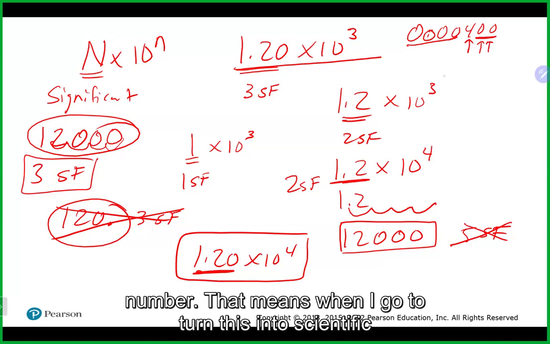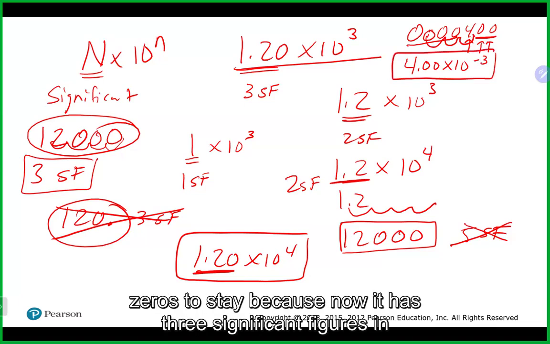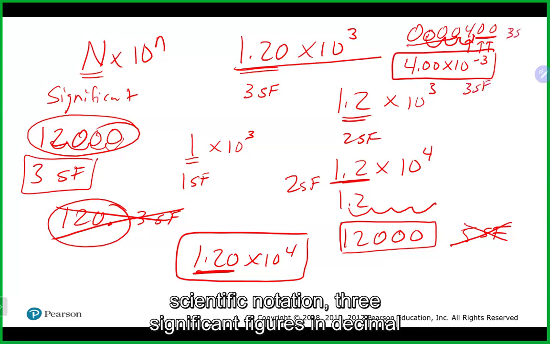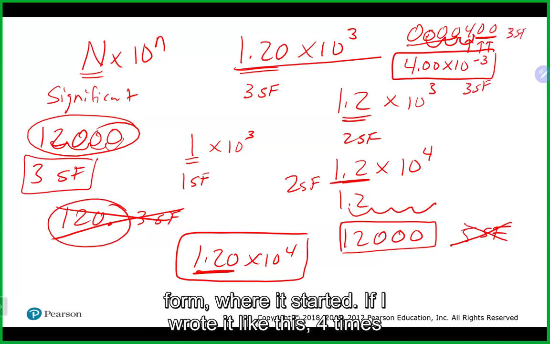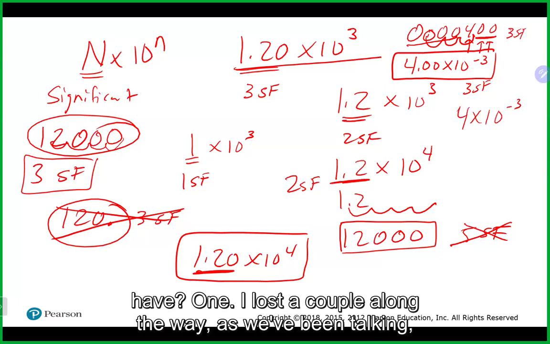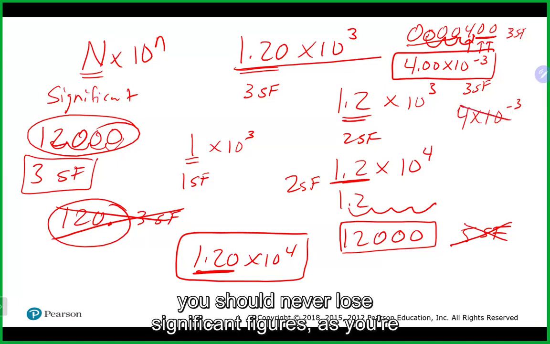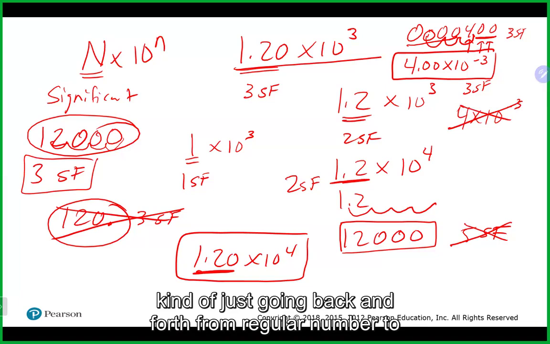That means when I go to turn this into scientific notation, 4.00 times 10 to the minus 3, I need those zeros to stay because now it has 3 significant figures in scientific notation, 3 significant figures in decimal form where it started. If I wrote it like this, 4 times 10 to the minus 3, how many significant figures would it have? 1. I lost a couple along the way. As we've been talking, that's not a good thing, right? To lose significant figures. So you should never lose significant figures as you're going back and forth from regular number to decimal.